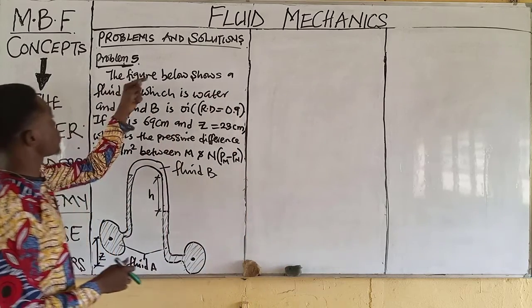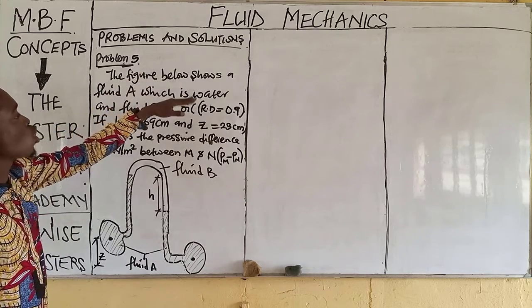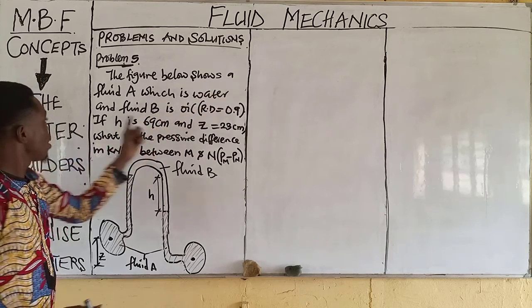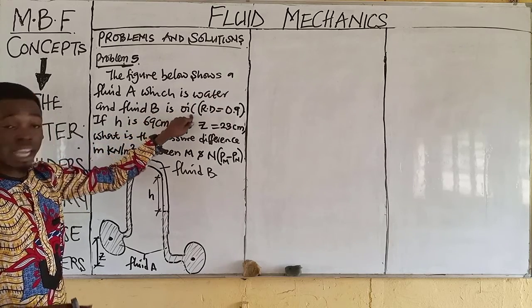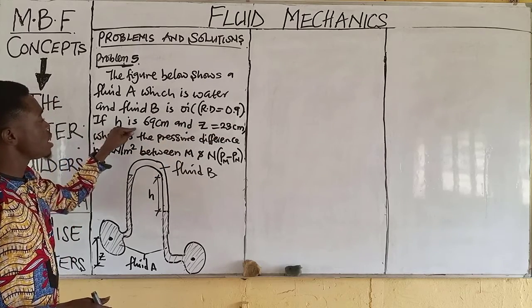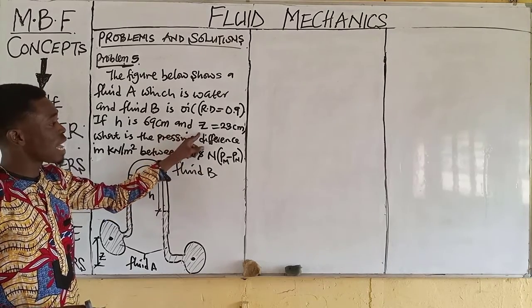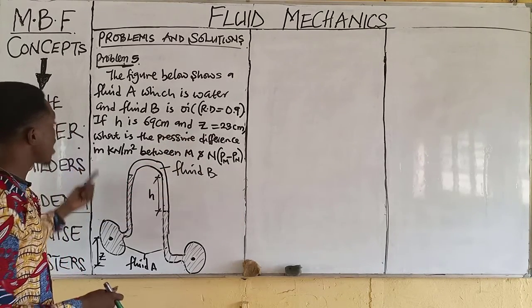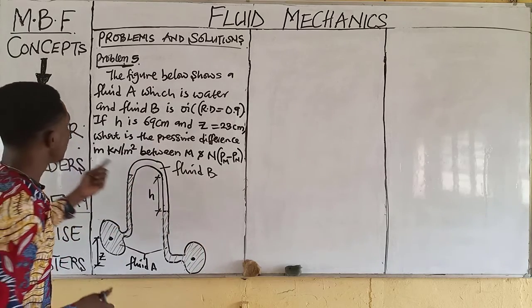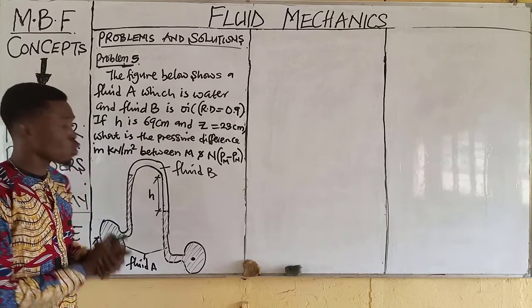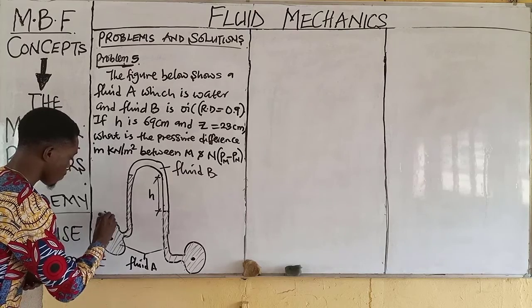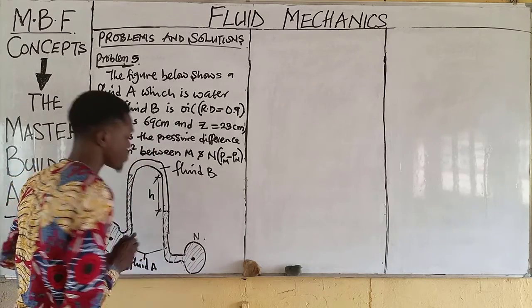Now on the board we have problem number 5. The figure below shows a fluid A, which is water, and fluid B is oil of relative density this. If h is 69 cm and z is 23 cm, what is the pressure difference, or difference in pressure, in kilonewton per meter squared between point M and N? This is M, this is point N.